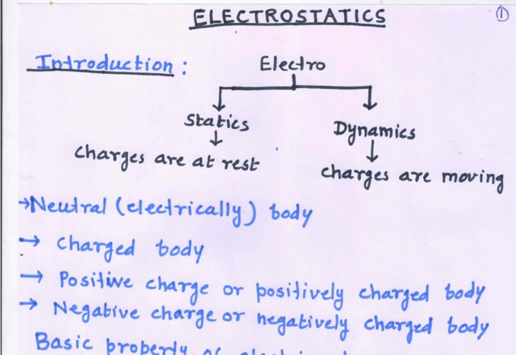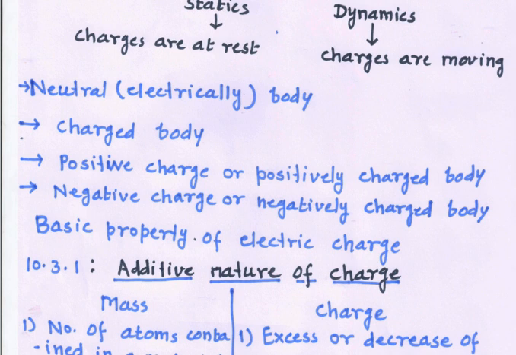So again, try to understand the positively charged body and the negatively charged body. When the electrons are removed, the body is said to be positively charged, and when electrons are added to the body, the body is said to be negatively charged. And there are different ways of charging a body.